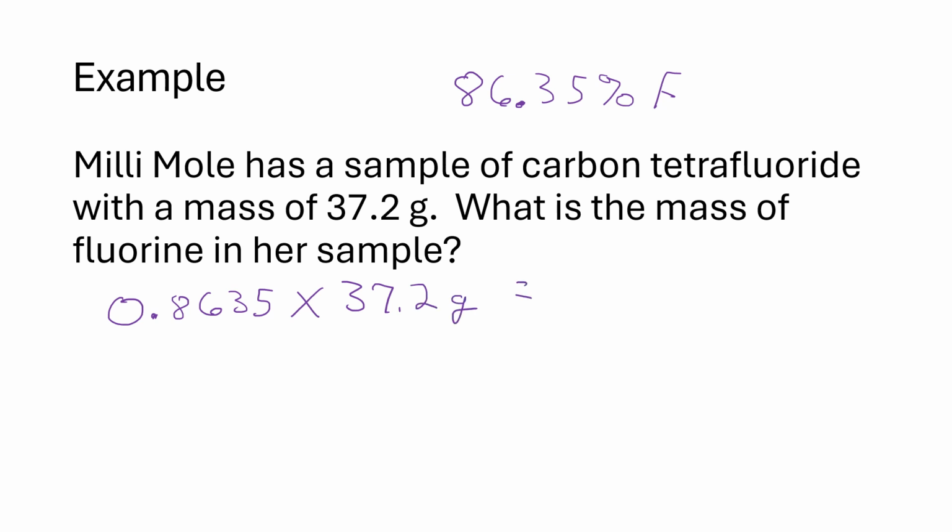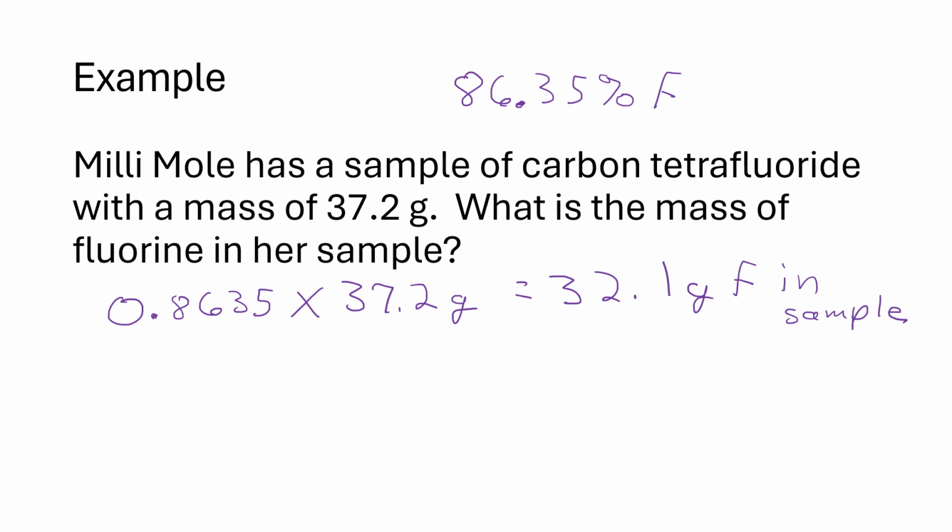And so if I take the weight of that whole sample, 37.2 times 0.8635, I get 32.1 grams of fluorine in this sample. So that's one way to do this.